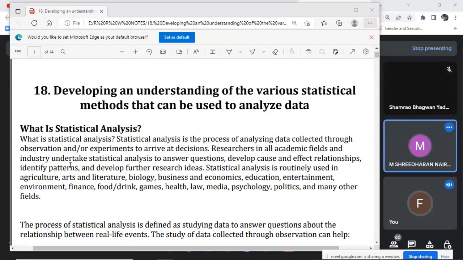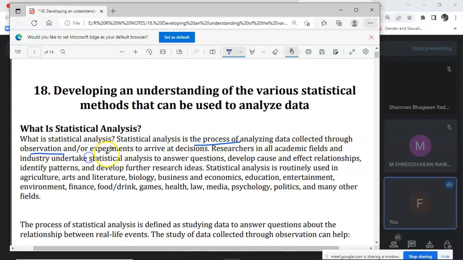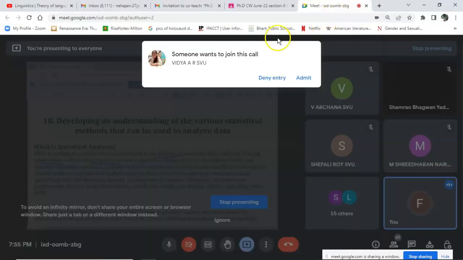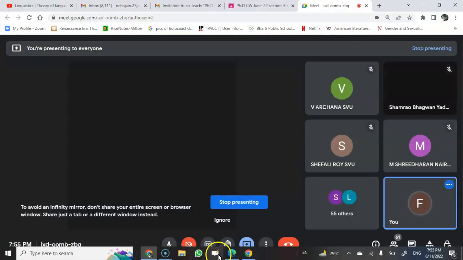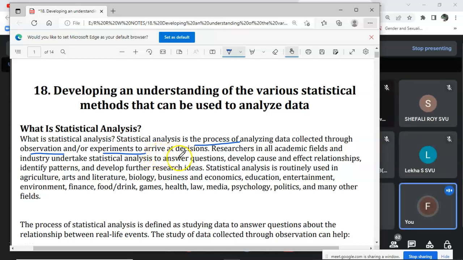Here you don't have to go into much detail of these things, but yes, a bit of knowledge is required for research. So what is basically statistical analysis? Statistical analysis is the process of analyzing data collected through observation and experiment to arrive at decisions. When we are collecting the data, it is the method by which we take decisions; we do observations and experiments to decide about our findings.